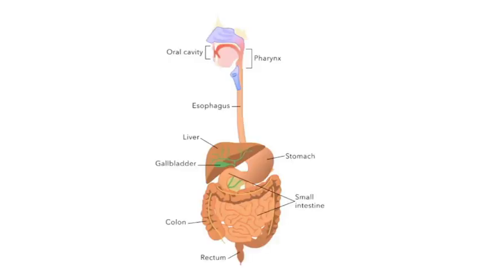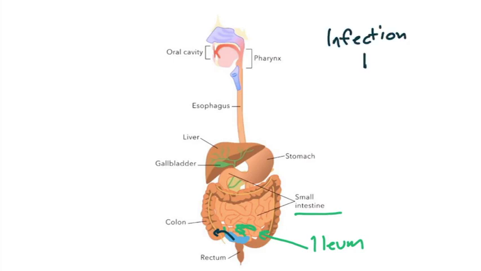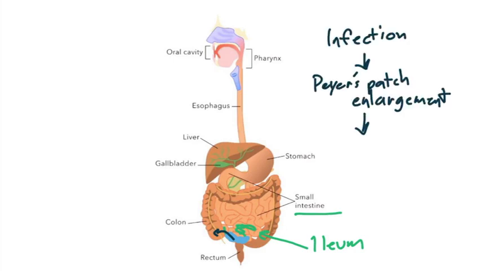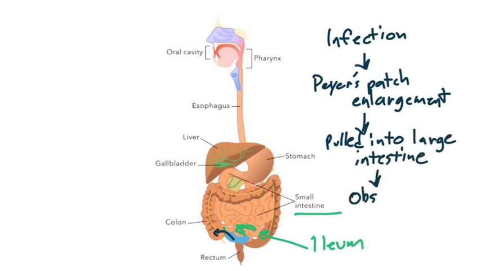Notice on this image, we have the small intestine, and the ileum would be this last portion right here. And if the Peyer's patches, which are within the ileum, enlarge from an infection because they're lymphoid aggregates, then it can be pulled into the large intestine, this direction. And this will create an obstruction. So once again, infection leads to enlargement of the Peyer's patches, which can then get pulled into the large intestine. And this creates intussusception, which is an obstruction.